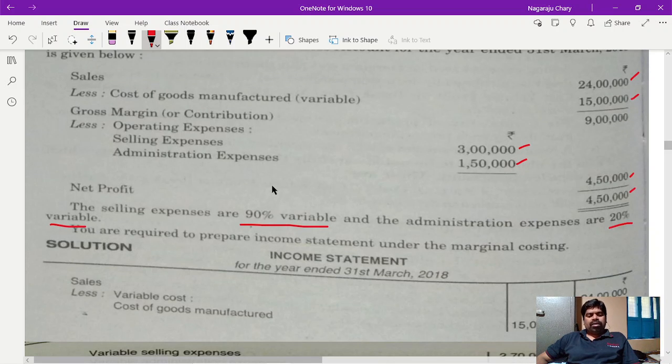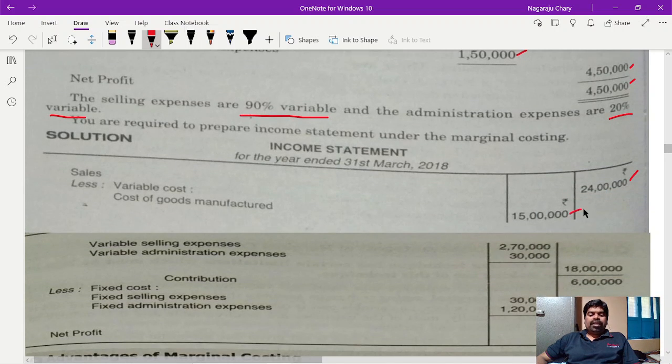Under this variable cost method, this marginal cost method, the income statement is to be prepared in vertical format. Here we first take the sales value. Sales value is 24 lakhs. From that, what is the variable cost? Cost of goods sold, that is 15 lakhs. This is a variable cost. So now 15 lakhs is taken into consideration.